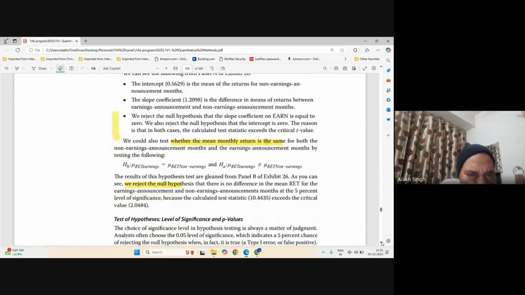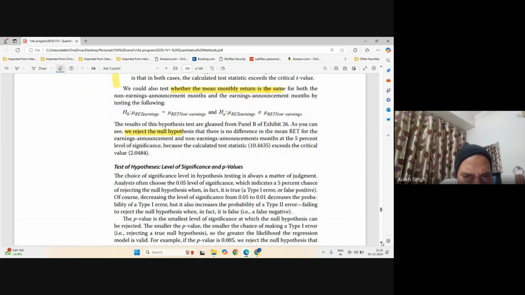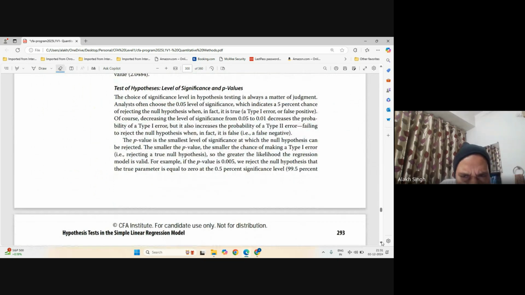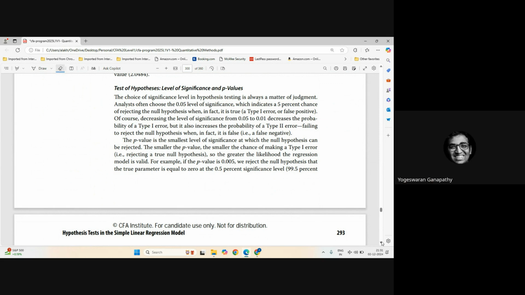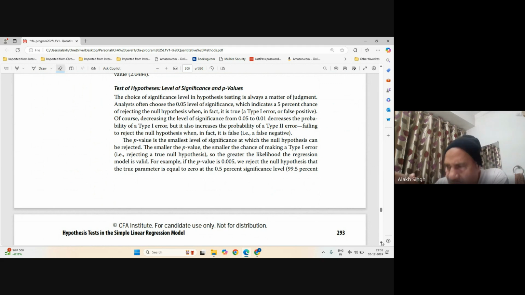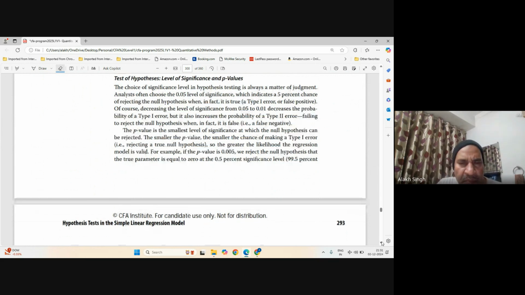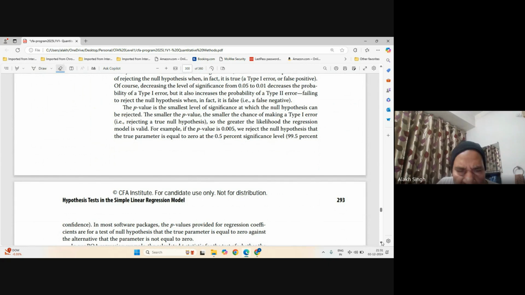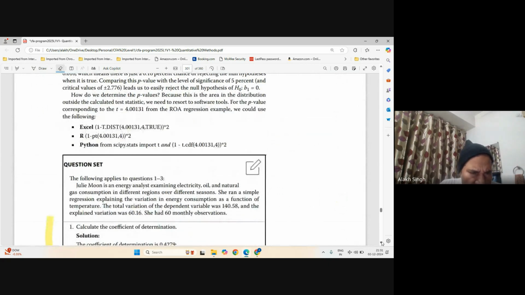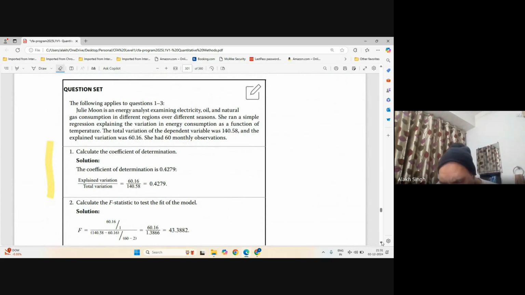Okay, let's go down. What does it tell? This we already discussed: test of hypothesis, level of significance, and p-value. You had studied p-value. What was the p-value? The p-value is the minimum probability of rejection of H0. Yes, if we are rejecting, then that is the minimum probability at which we can reject H0. Okay, so question set. We will solve all the questions.